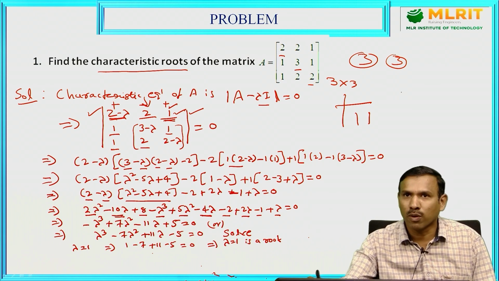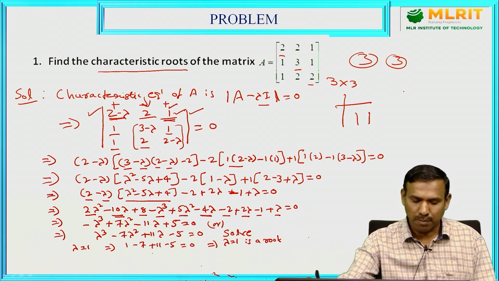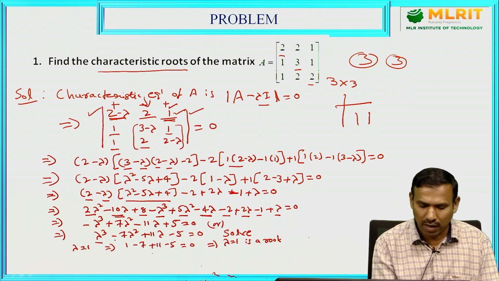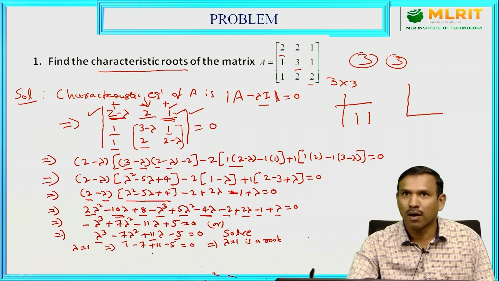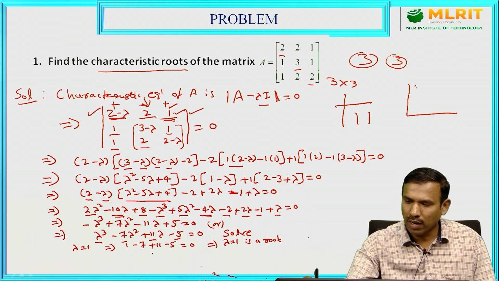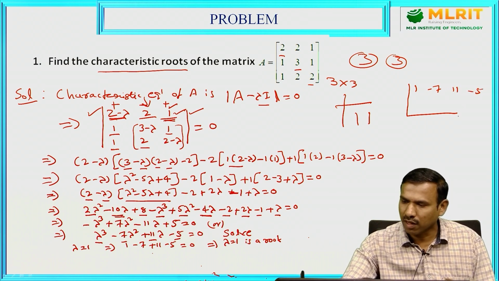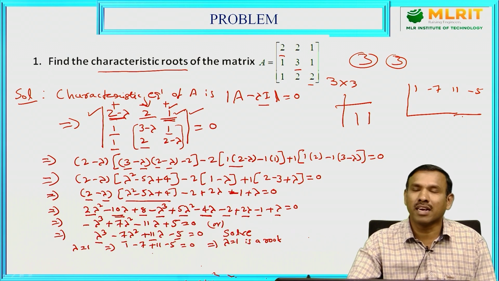How to solve this one? Here I am using, look at this one, coefficients I am taking 1, minus 7, 11, minus 5. Here I am writing, right, cubic coefficient 1, minus 7, 11, minus 5. These are the coefficients. We call this the synthetic division method.